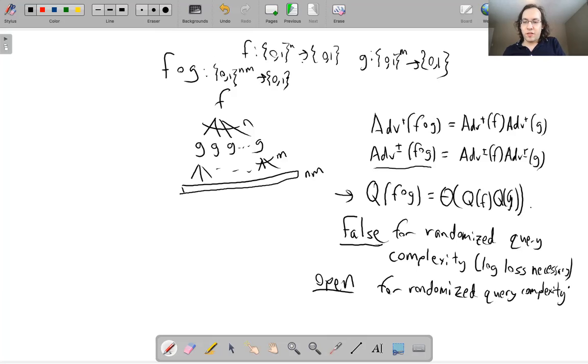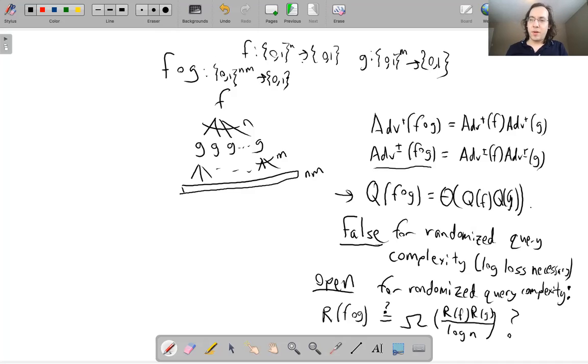So let me just write down what's open. What's open is to prove that R of f compose g is, is this true? The lower bound is open. The upper bound is known with a log loss. Is this true, basically? R of f times R of g over something like log n. So this is open. We don't know. You need to lose something like a log n because we have examples where that happens. But we don't know if you can prove that that's the only loss you can have.